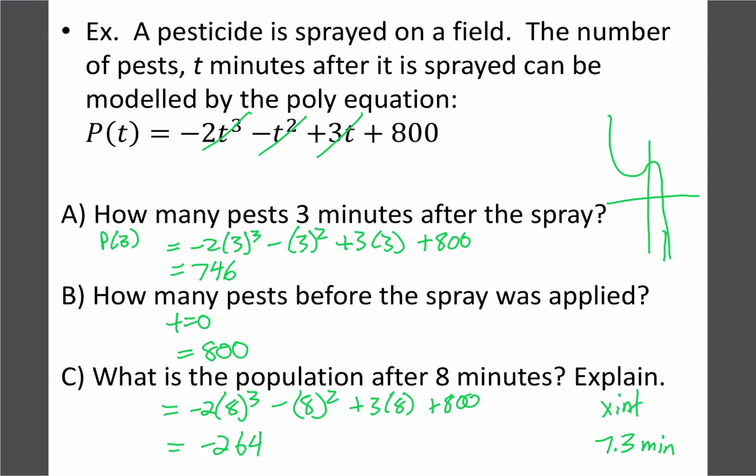You can't have negative pests or negative time, so really we're only worrying about the positive portion of the graph. You can see that we would start at 800 in terms of our starting value, and then at 7.3 minutes, we would have 0 pests left over. That's all we're really worrying about in terms of the graph. So with real life problems, you've got to be a little bit careful in terms of what actually makes sense in the context of the question. And that's all.